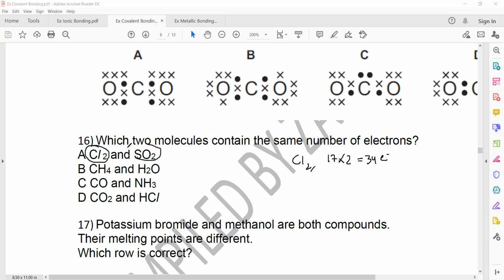What about sulfur dioxide? For the number of electrons in sulfur dioxide, sulfur has atomic number 16, so it contains 16 electrons, plus oxygen, atomic number, not atomic mass, atomic number is 8, so it contains 8 electrons.